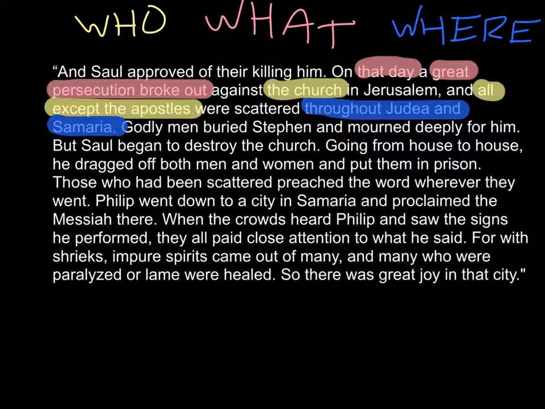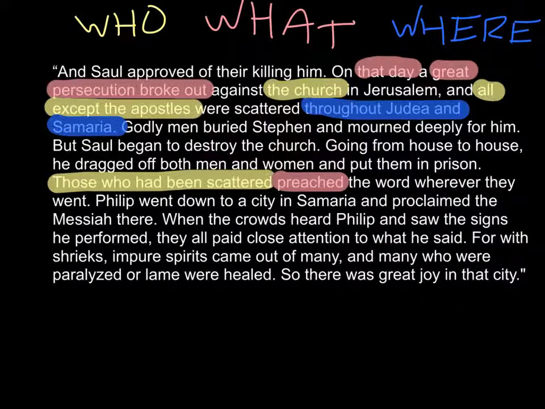And what I mean by that is if we skip down to verse 4, this same pattern of 3 observation questions shows up again. The who we see is those who had been scattered, what did they do? They preached wherever they went. Okay, so you see that we got who, what, where again, and this gives us more that we can start to interpret and start to apply after we observe it.